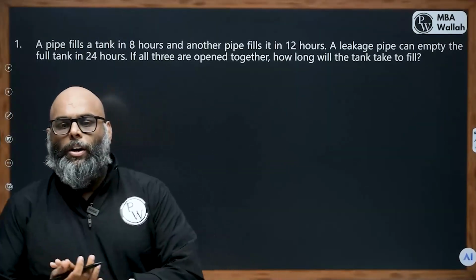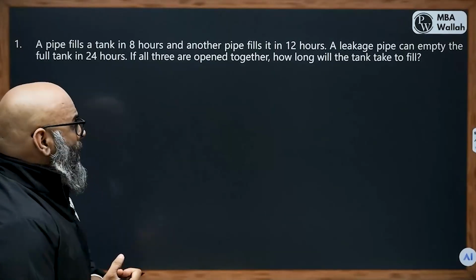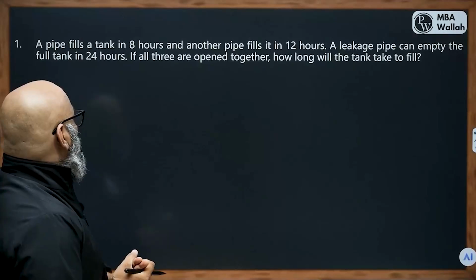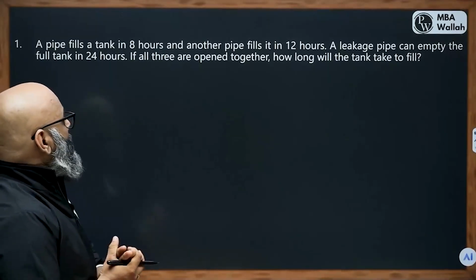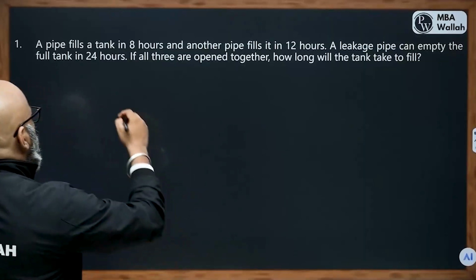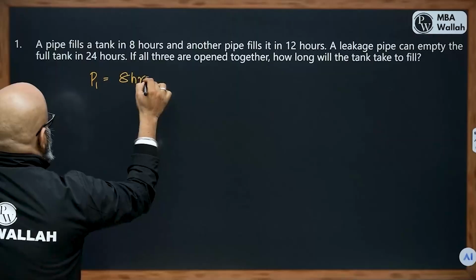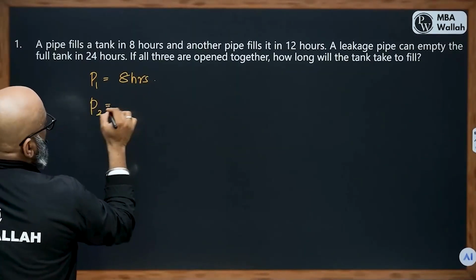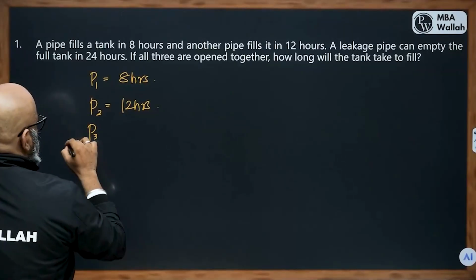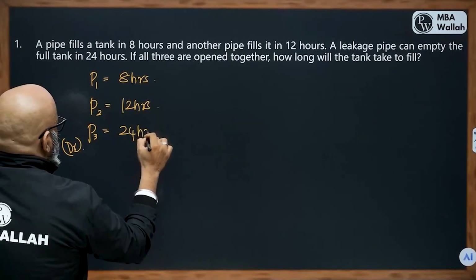So we'll do the first one here. First question says a pipe fills a tank in 8 hours and another pipe fills it in 12 hours. A leakage pipe can empty the full tank in 24 hours. If all three pipes are open together, how long will the tank take to fill? Simple idea. Let's say there is pipe 1 that takes 8 hours, pipe 2 that takes 12 hours, and then there's pipe 3 which is a drain pipe which takes 24 hours.